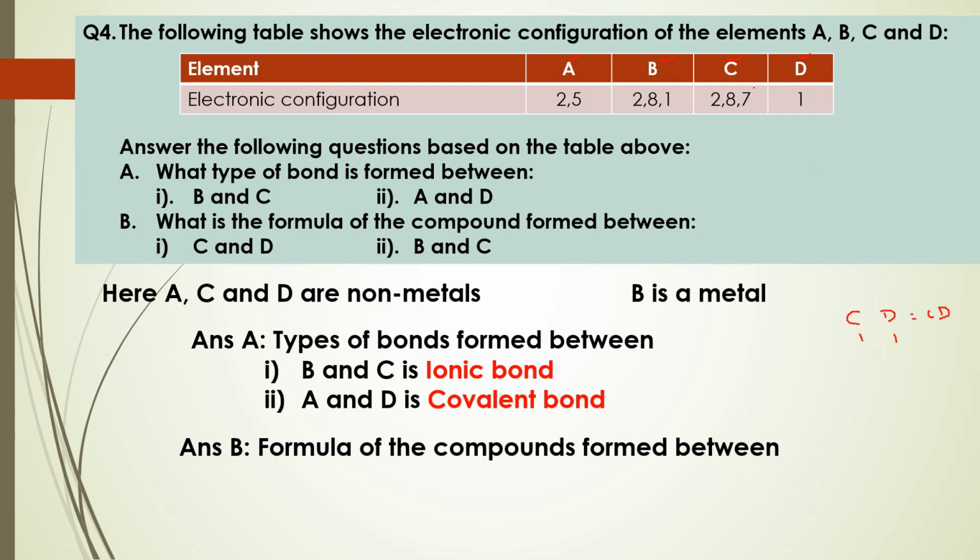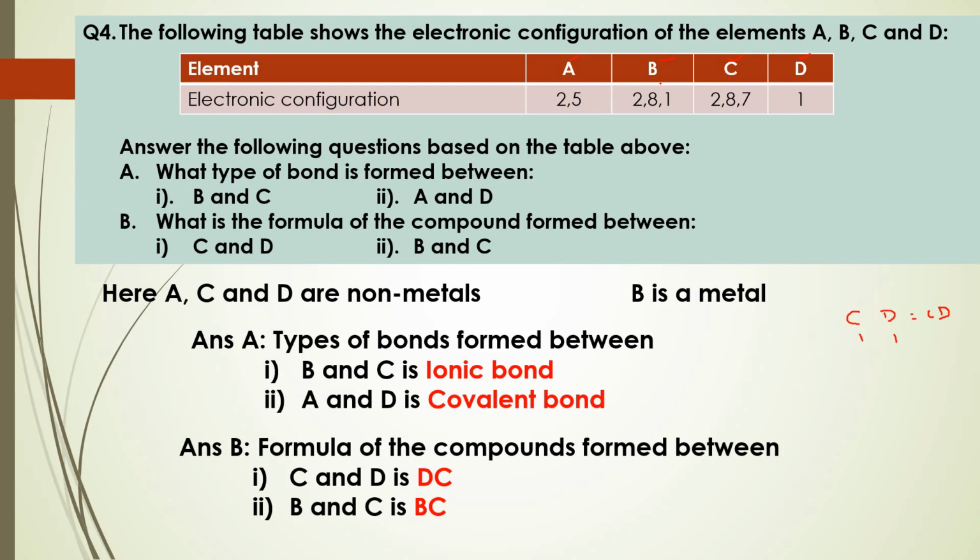Between D and C, both are non-metals, but D has slightly less electronegative value compared to C. So we can say that D is slightly electropositive, whereas C is electronegative, and we always write electropositive in the front and electronegative later. So what will be the formula of the compound between C and D? It will be DC. Electropositive will be written first and electronegative will be written later. Number 2, between B and C.